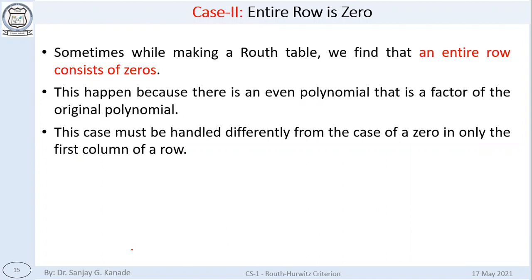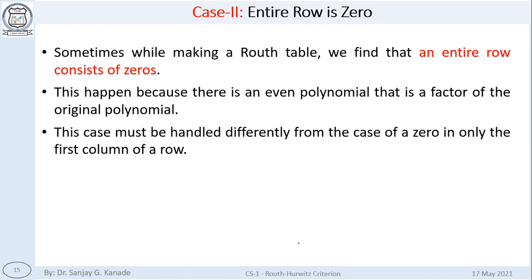Entire row in the Routh array is 0. Now what happens? If there is a 0 row, then even if you substitute by epsilon, other elements are 0, so the complete row will be 0. You cannot go further in the Routh table. And having a row of 0 in the Routh table is actually because there is an even polynomial which is a factor of the original polynomial.